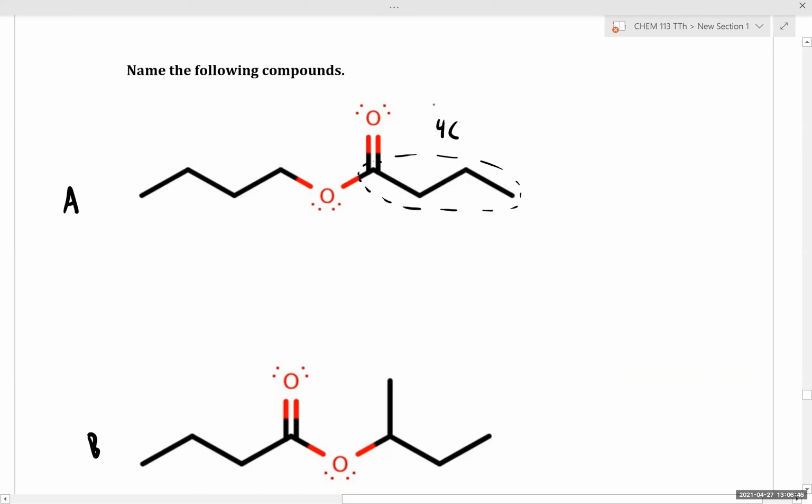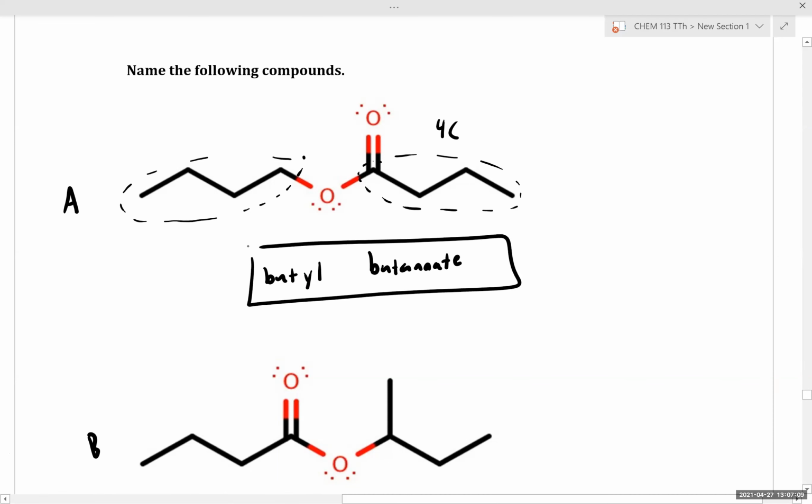Okay, for our carboxylate chain, we have a lot of students typing butanoate. How do we name this 4-carbon alcohol chain? So you're correct, it's a butane chain, but we name it like a substituent. So this will be butyl butanoate. Does that make sense?